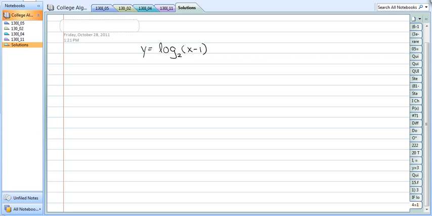To graph this log equation, you'll again want to get the logarithm by itself on one side and y on the other, and then rewrite as an exponential. So locate the base of the logarithm, and that becomes the base of your exponent, in this case 2. The power is what the logarithm is equal to, so in this case y, equals the argument, that's the part inside the logarithm, which is x minus 1.